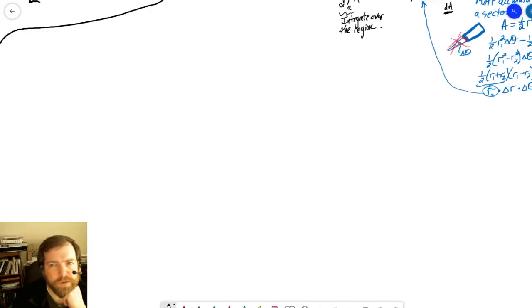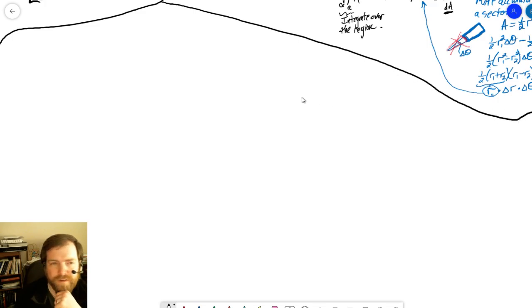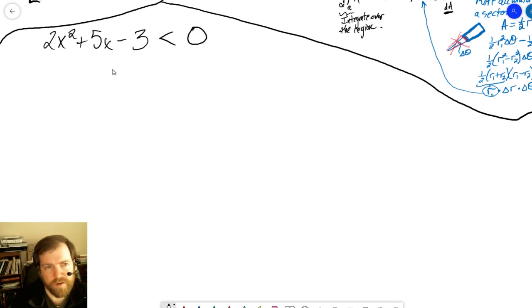So one of the things we could do is talk about why something like 2x squared plus 5x minus 3 less than 0 is not going to so nicely break into two pieces.